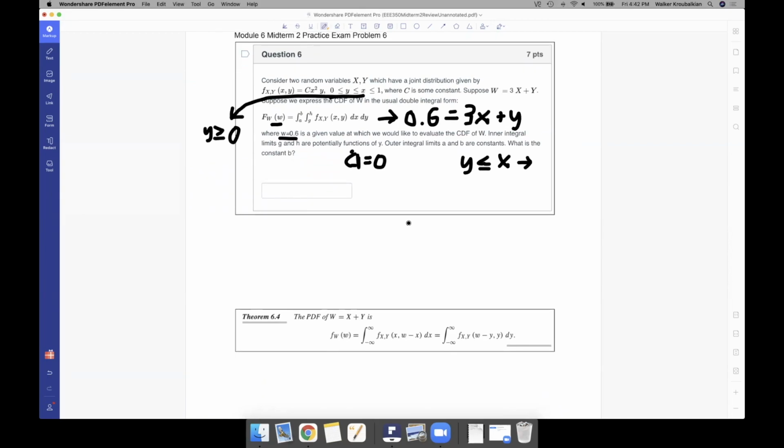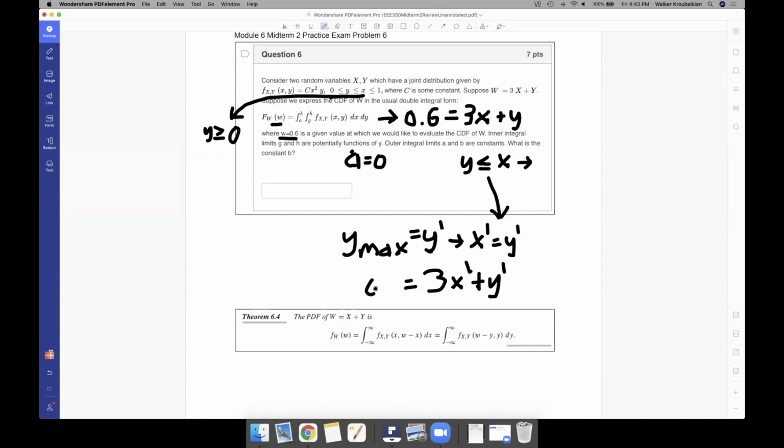So whatever our maximum value of y should be, the value of x corresponding to that has to be greater than or equal to it, right? So let's say our maximum value of y is y prime. If this is a true maximum, then we must have x prime equal to y prime, because that's going to be the minimum value of x that satisfies this condition. So therefore, 3x prime plus y prime is equal to 0.6.